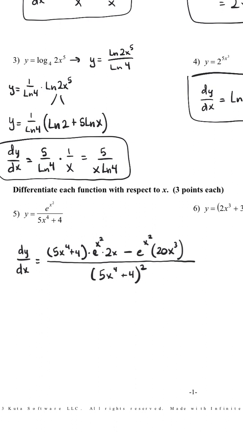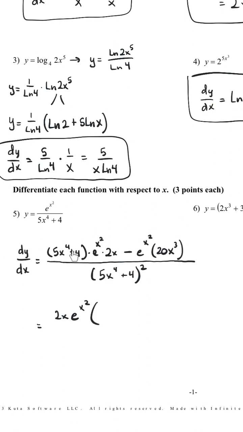Now, considering the numerator, are there any common factors? If we have the minus sign here, that means we have a left side and a right side, so a common factor could be e to the power of x squared. And also, if we consider 20x to the third, 2x becomes a common factor. So I'm going to factor out from the numerator a 2x and then an e to a power of x squared.